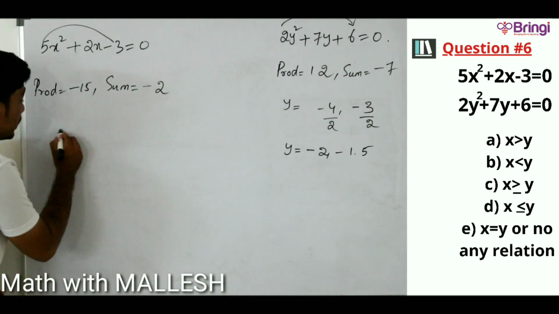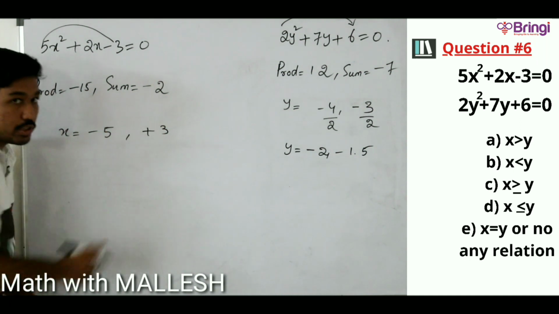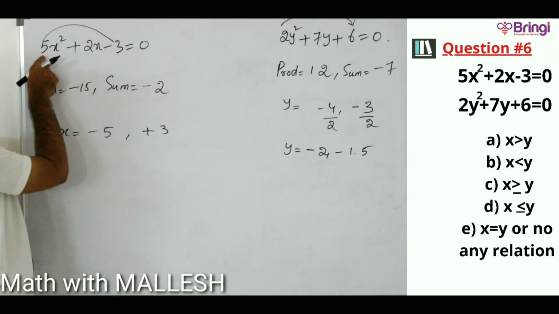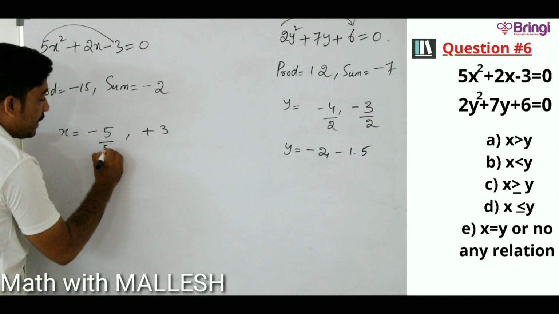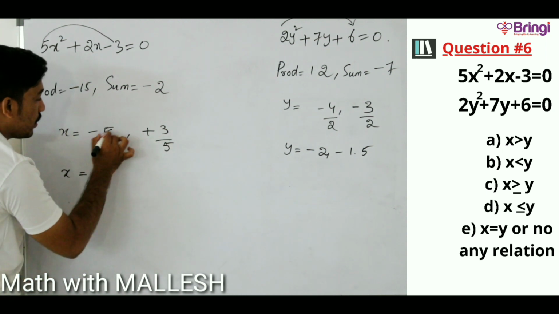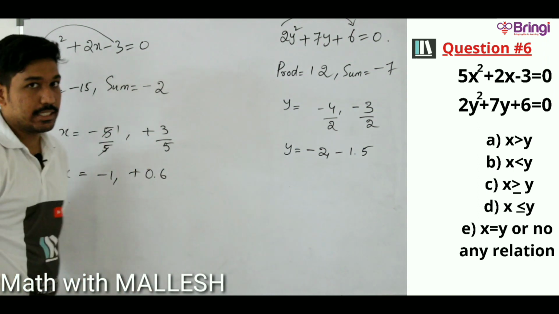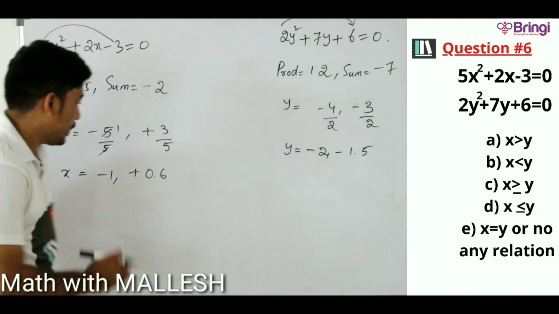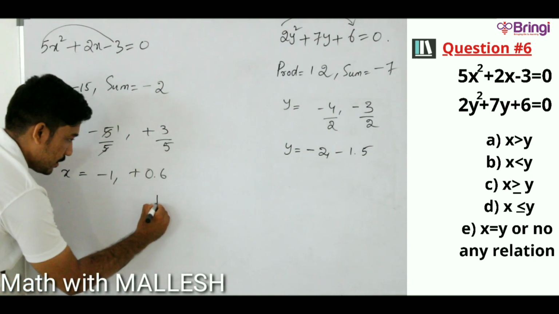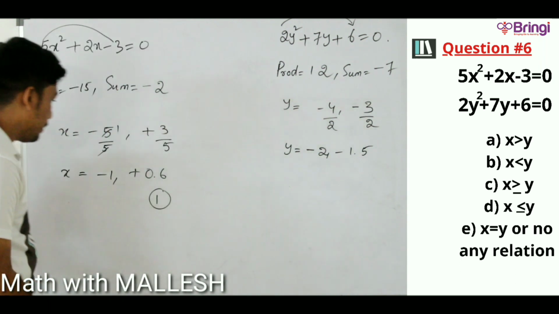So what is the option? Minus 5 and positive 3. And this is not the final one. Now take the coefficient. What is the coefficient? 5. Divide by 5. x is equal to −1, 0.6. Now we will give rankings. In this, what is the bigger number? 0.6 is the largest number.